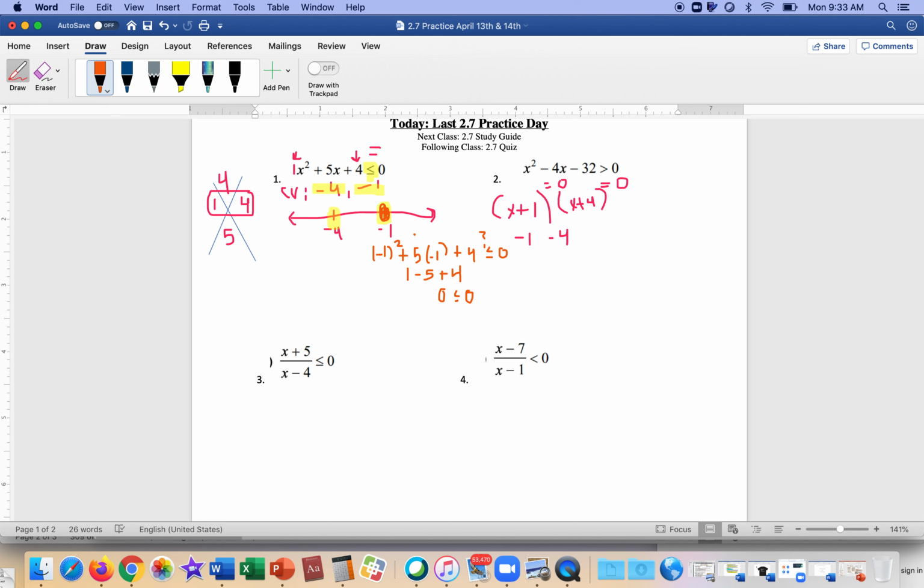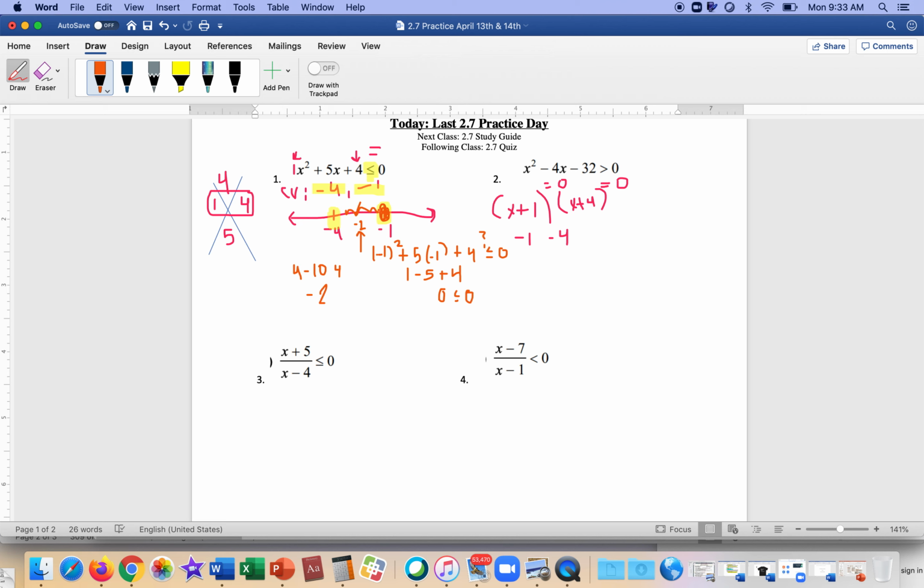So we test a point in all the different regions. If I test a point in here, you can pick any value. I'm going to test -2. So -2 squared is 4. 5 times -2 is -10. And if we add another 4, we would get 8 minus 10, which gets us -2, and that is also less than or equal to 0. Check.